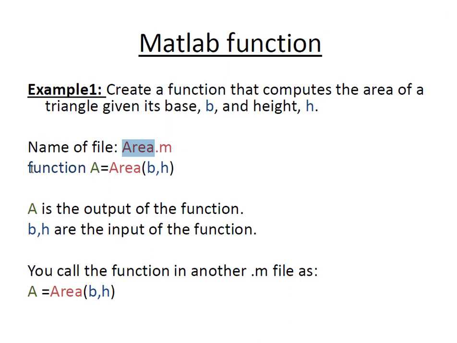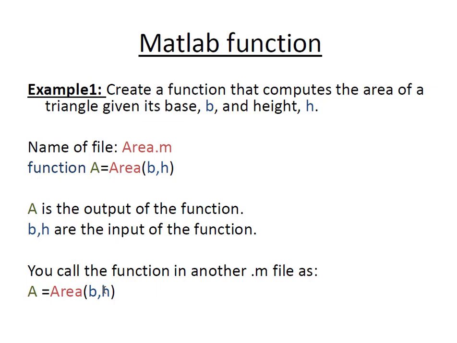When we start our function, we need to write the word function. Next to function, you can have a set of outputs or a single output. In this case, you only have one output, and this output is A. In order to get this output A, you need to feed into this function both the base and the height. So A is the output of the function, B and H are the inputs of the function. Then you can call this function in another .m file as A equals area, and you need to pass the base and the height.